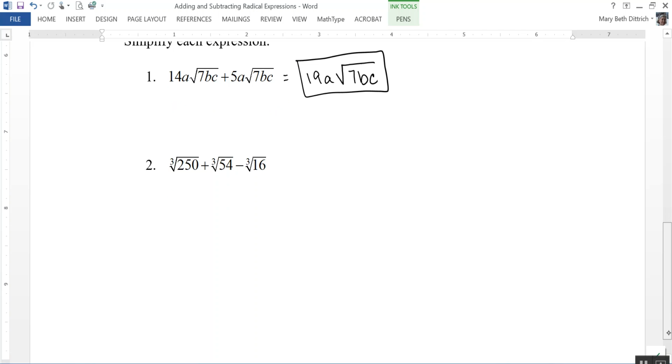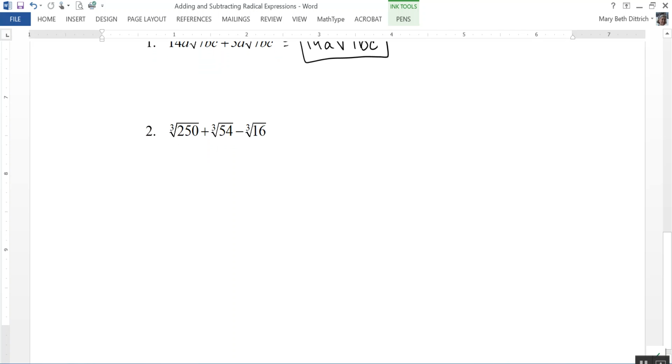Next one's a little more complicated. We have the cube root of 250 plus the cube root of 54 minus the cube root of 16. Notice they all have the same index. They're all cube roots, but my radicands are different. So before we just throw up our hands and say we can't do this, I'm wondering if I can simplify each one of those expressions.